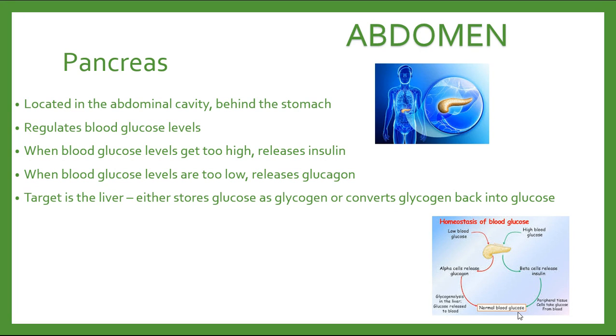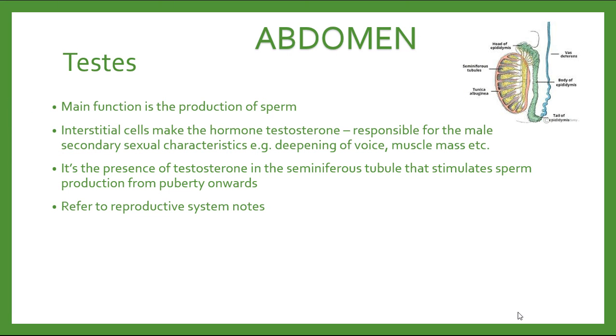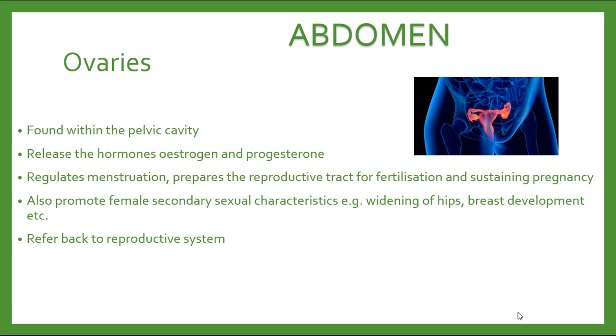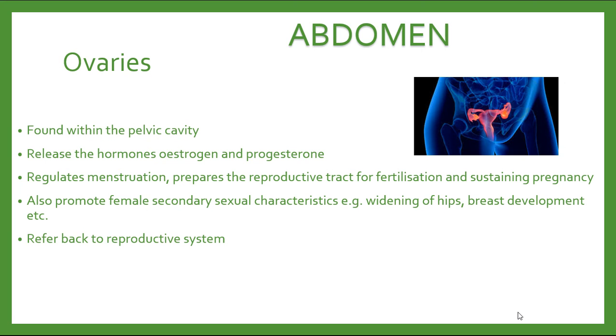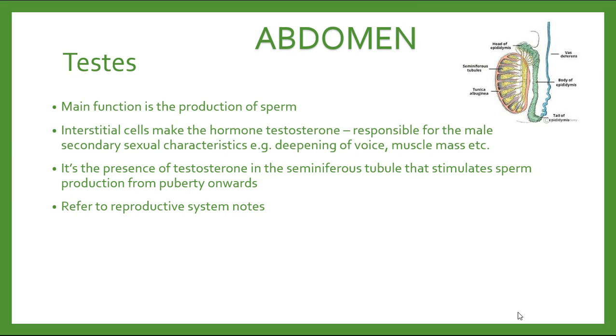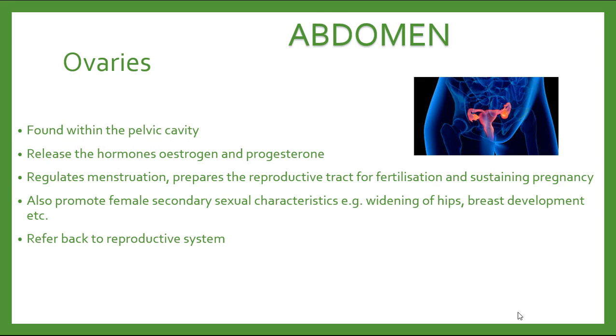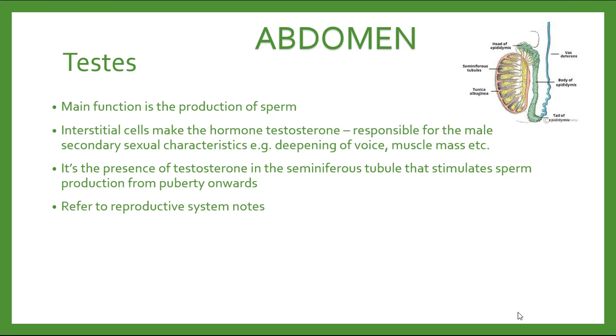The target of these two hormones is the liver, as the liver can store extra glucose for times of need. It will be released when levels are too low, or more will be stored when levels are too high. We also have the testes and ovaries as part of the endocrine system, but we'll look at each of these in more detail once we cover the reproductive system in a separate video.